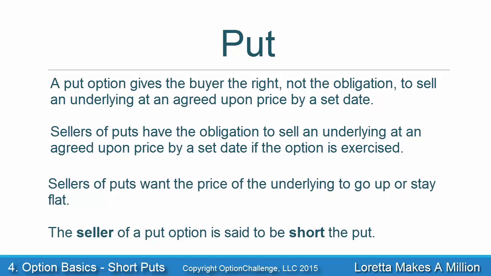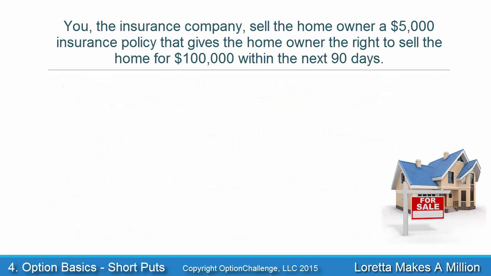Sellers of puts want the price of the underlying to go up or stay flat. The seller of a put option is said to be short the put. I'm going to use an example of insuring a house to help demonstrate a short put and why you might sell one. Let us say that you are an insurance company. You think that the housing market is going to go up in the next couple of months. You sell insurance to a homeowner who has their home on the market for $100,000 and is worried that the value of their home will drop in the next couple of months.